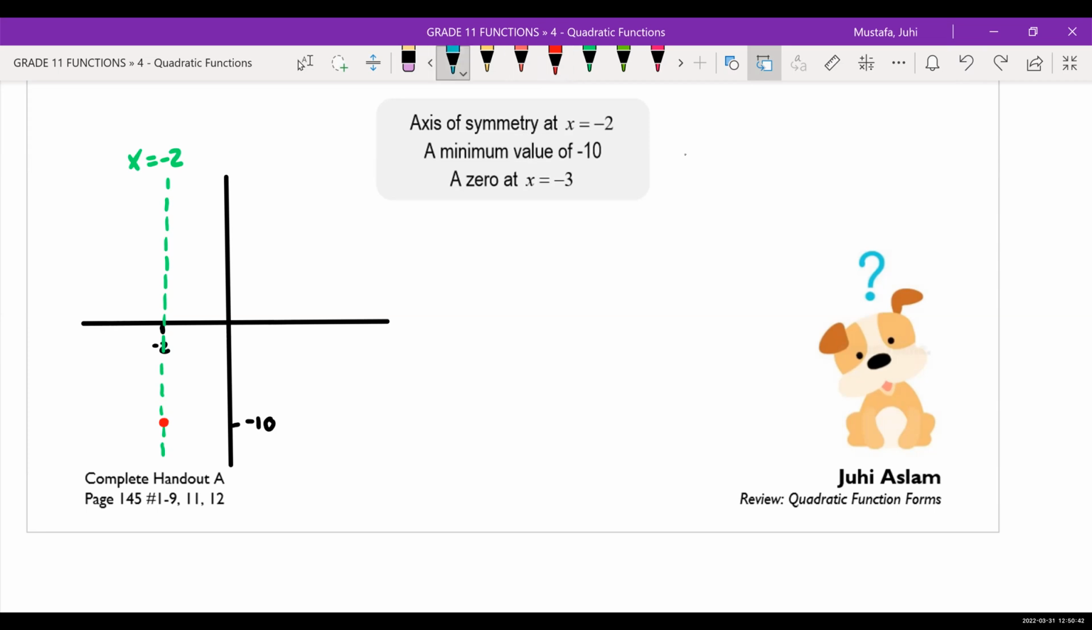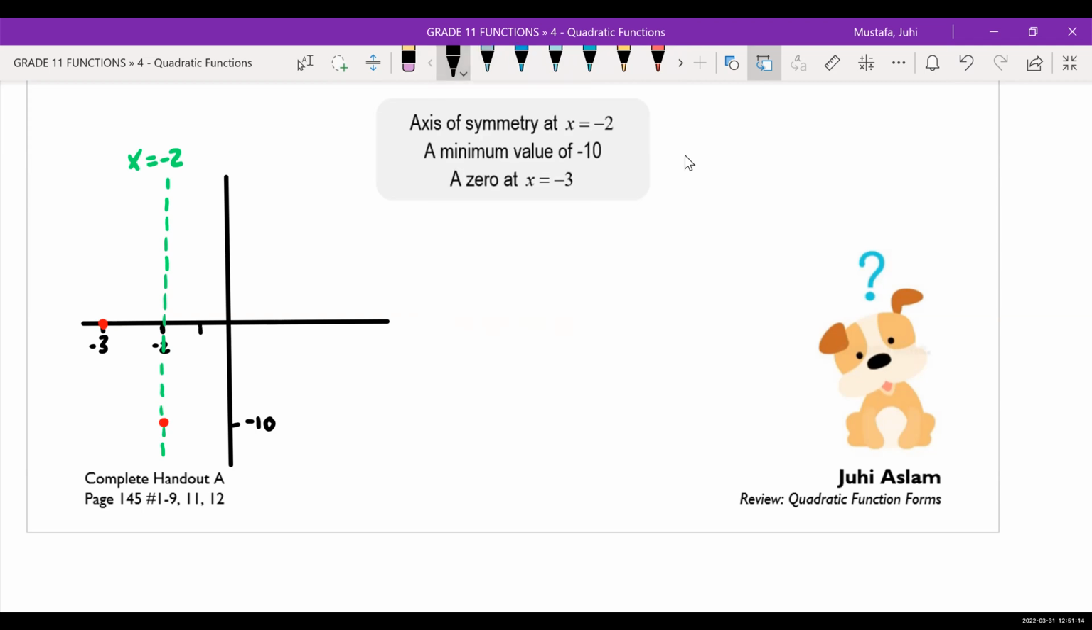The question also tells me that I have an x-intercept at -3. I'm not sure where my other x-intercept is, but we can actually figure it out. Your axis of symmetry is directly in between your two x-intercepts. So if your axis of symmetry is at -2 and one of your x-intercepts is at -3, for this question, where is your other x-intercept going to be?